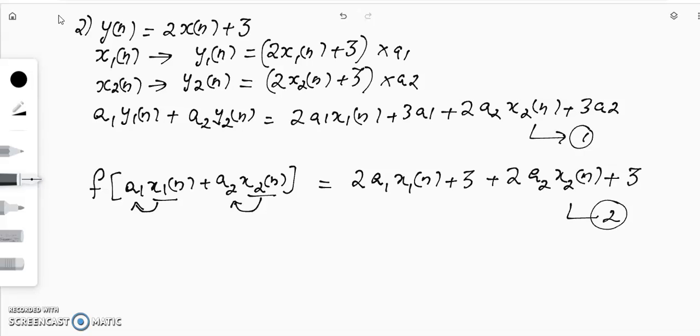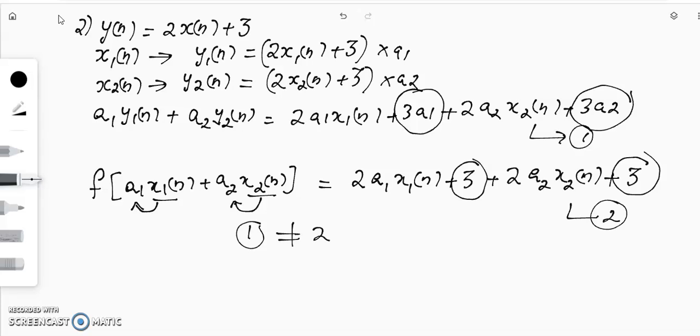So I got two equations. One is the weighted sum of output. One is the weighted sum of input. Compare the two equations and find whether these two are equal. Of course, this is not equal. Here it is plus 3a1, here it is plus 3. Here it is plus 3a2, here it is only plus 3. So equation 1 is not equal to equation 2. And when this is not equal, you can say that the system is a non-linear system. Okay, so this is a non-linear system.